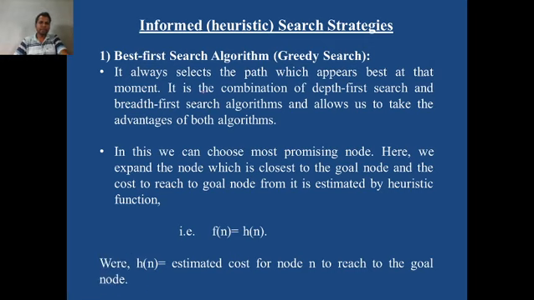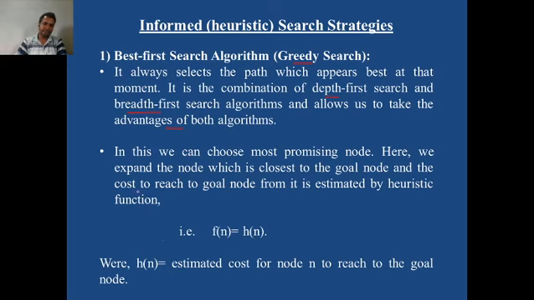It always selects, it is also called greedy search algorithm, it always selects the path which appears best at that moment, okay. It is the combination of depth first search and breadth first search. It allows us to take the advantage of both algorithms. All these are the theoretical points. Once you go through the problem, you will understand these theoretical points as well, okay.